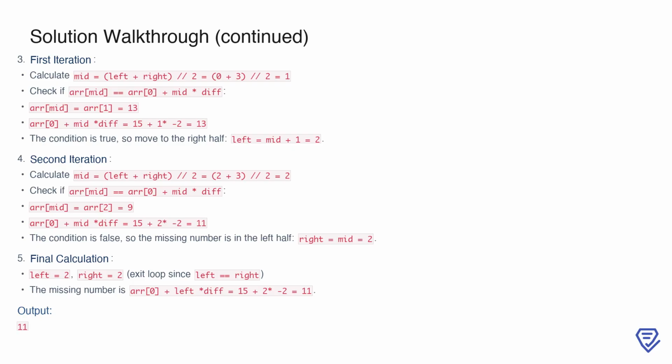1, which is 2. In the second iteration, mid is calculated as (2 + 3) / 2 equals 2. Here, arr[mid] is 9, but the expected value is 15 plus 2 asterisk -2 equals 11. The condition is false, indicating the missing number is in the left half, so we set right to mid, which is 2. With left and right both equal to 2, we exit the loop. The missing number is arr[0] plus left asterisk diff, which is 15 plus 2 asterisk -2 equals 11. The output for this example is 11, as the missing number in the sequence 15, 13, 9, 7 is 11.